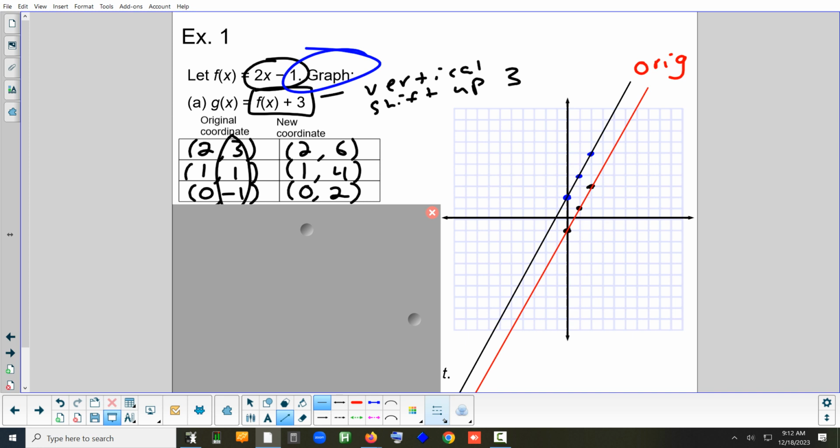Okay, like that. And let's see, I'll just leave that one black. And that is the new one. Does it look like the black one went up 3 units? Yes. If you count each dot, this one went up 1, 2, 3. This one went up 1, 2, 3. And that one went up 1, 2, 3. And that's basically what we're doing here.